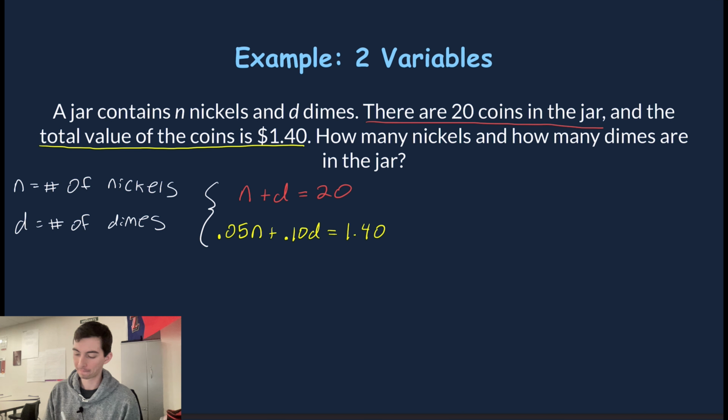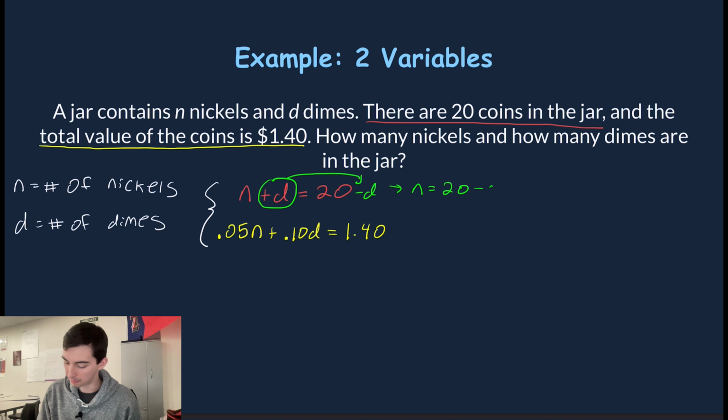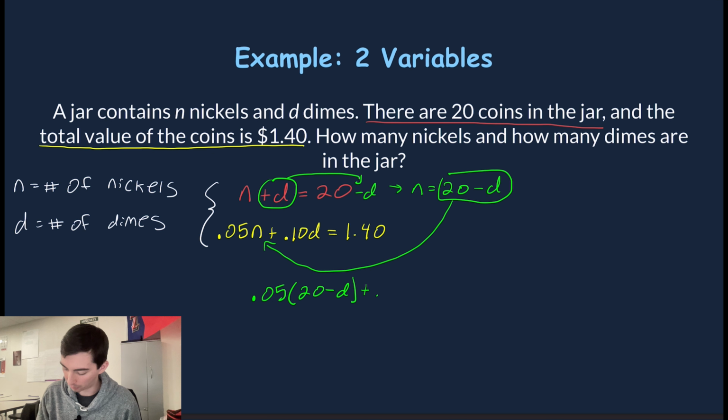So now we have this system set up, and we can just go ahead and solve this using the substitution or elimination method. I'm going to use substitution here. So I'm going to solve for n in this first equation, which means I need to take my d value and move it over. So n is going to be equal to 20 minus d. And now I can take this and plug it in for n in my other equation. So I'm going to have 0.05 times 20 minus d, and now I can add on my 0.10d is equal to 1.4. Now we just have a regular equation, so I'm going to first multiply this 0.05 times the inside here. So 0.05 times 20 will give us 1 minus 0.05d plus 0.10d is equal to 1.4.